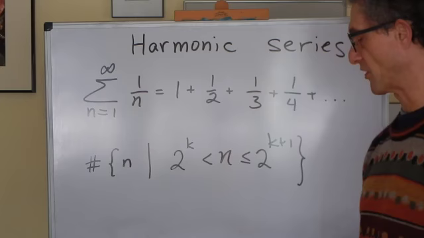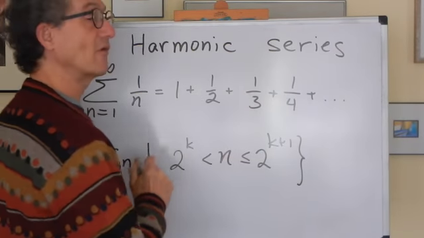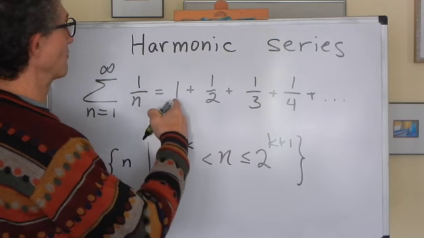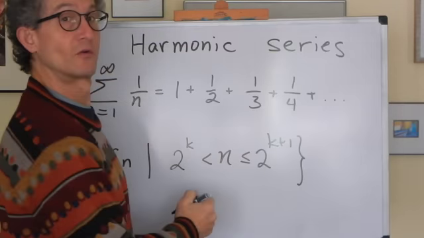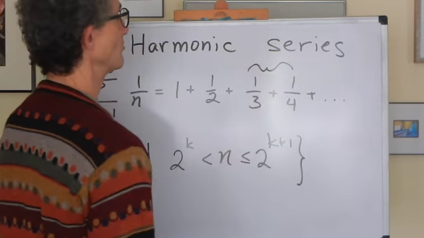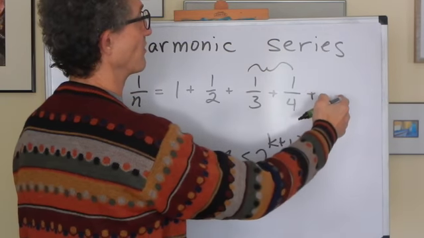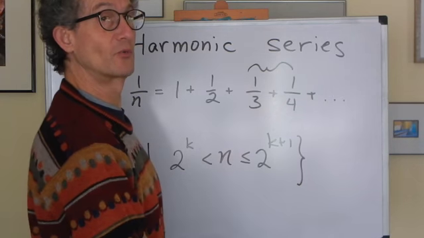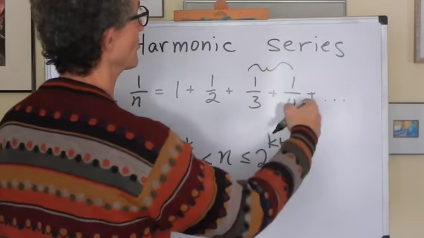So let's think about this. We're going to focus on things that are powers of 2. So here is 1, here's a half. Now the next power of 2 is 1/4, and there are 2 of those. And then the next power will be 1/5, 1/6, 1/7, 1/8. The next power of 2 will be 1/8. And so we are asking ourselves, how many terms are there?